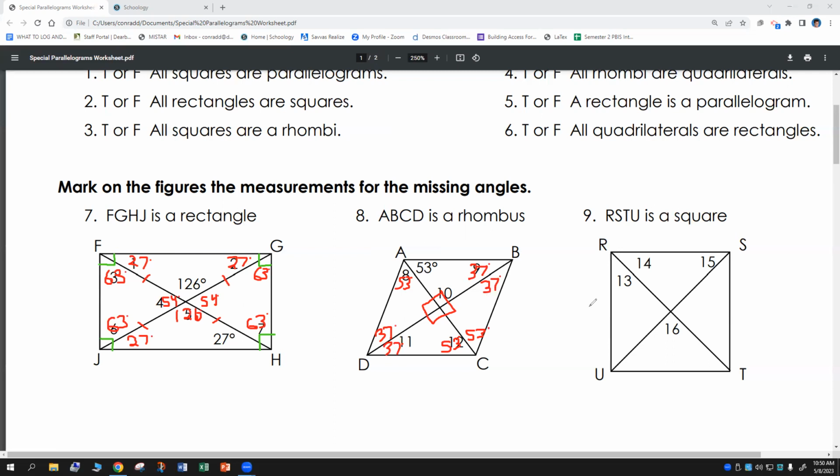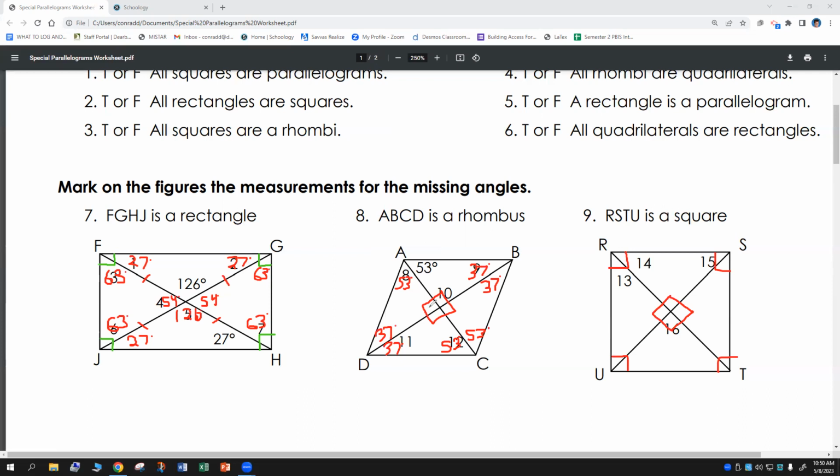Okay. And then a square is a parallelogram that has 4 right angles and 4 congruent sides. So it is both a rectangle and a rhombus. So since it's a rectangle, these corners are all going to be 90. Since it's a rhombus, the diagonals are perpendicular. So these will be right angles in the middle.